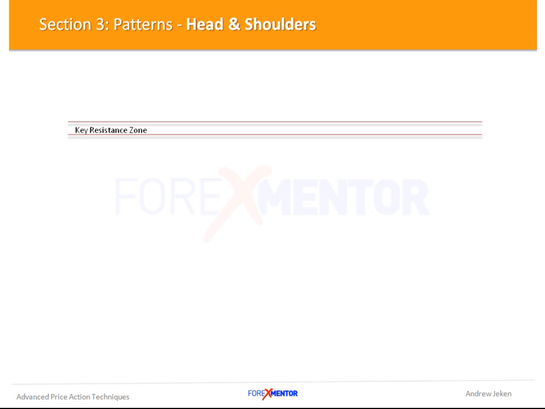Having a look at the head and shoulders, which is the first pattern we'll be discussing, we can see we have a key level of resistance. In section 2 we discussed how zones are created, and we're not looking at specific numbers or levels. Now these zones I like to look at and find them from the daily and 4-hour charts.